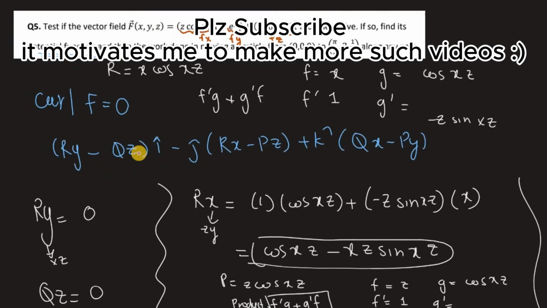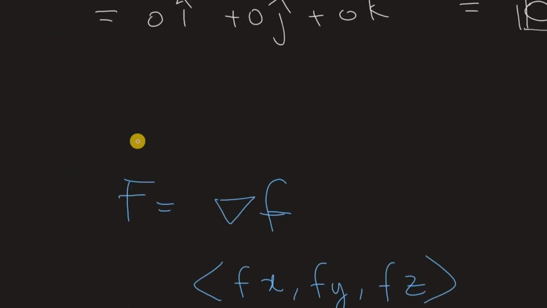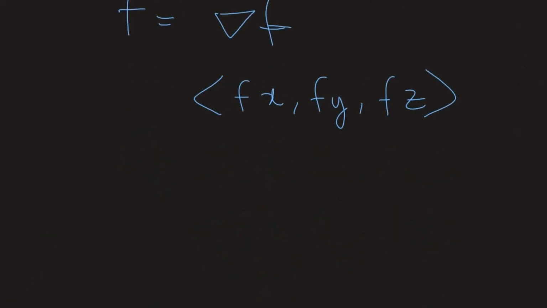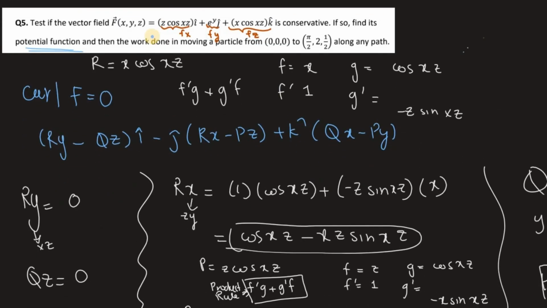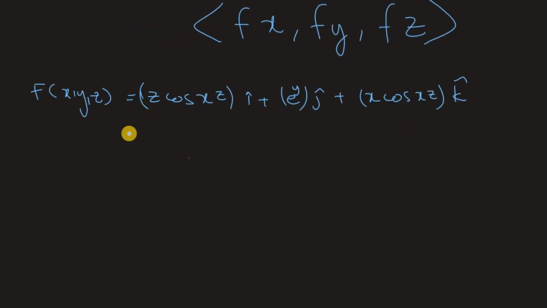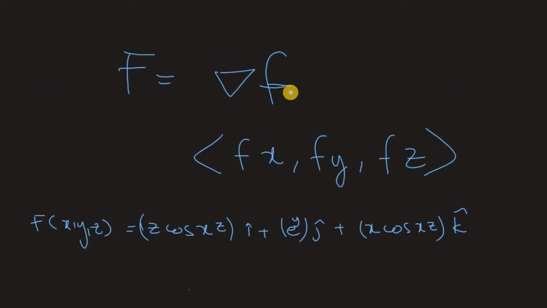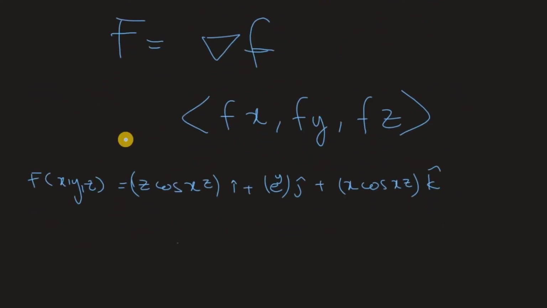Okay, so now once we have this, I just rewrote the equation over here, the original function that was given to us, z cosine of xz, e to the y, x cosine xz. So this is what I wrote over here. Now since we know that the function is the gradient function, this means that what you see over here is f of x.